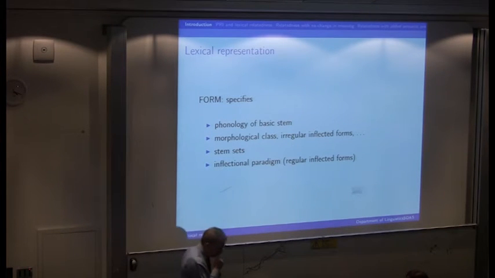Form I need to be a bit more specific about, though again I don't need to be too specific for the purposes of this talk. Form basically means, obviously, the phonology of the basic stem, so run is r-a-n, but for me this form attribute also includes all of the regular inflected forms, as well as irregular inflected forms. So I've got here the inflectional paradigm: running, as in the child is running, will be a regular inflected form. Ran is an irregular form, but they're all part of this form attribute and they're defined by the inflectional morphology.